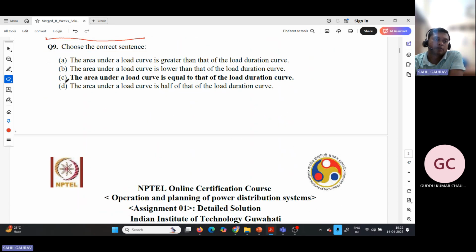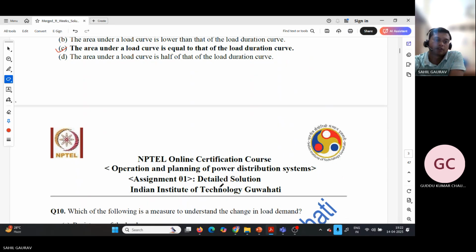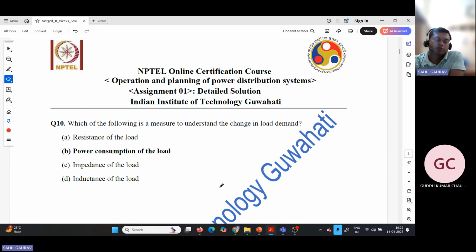Now it is asking about the load curve and load duration curve. We know that load curve and load duration curve both have the same area. Which of the following is a measure to understand the change in load demand? We don't define the load by its resistance or impedance. We define the load by its power consumption. So B is the correct answer.